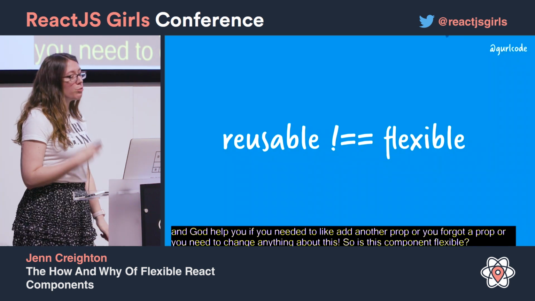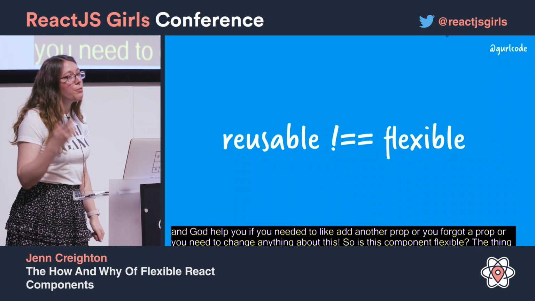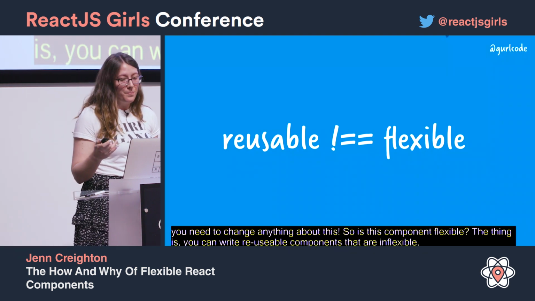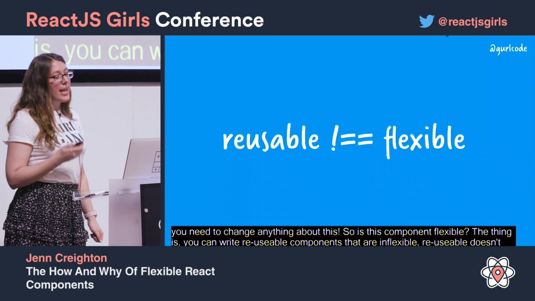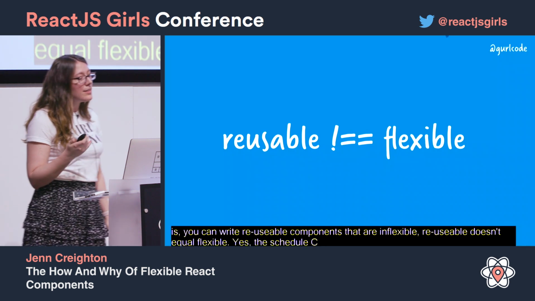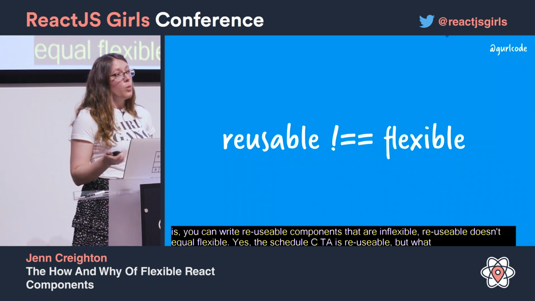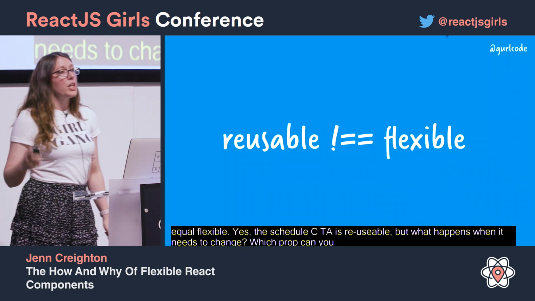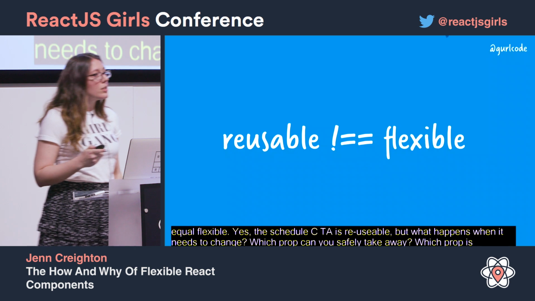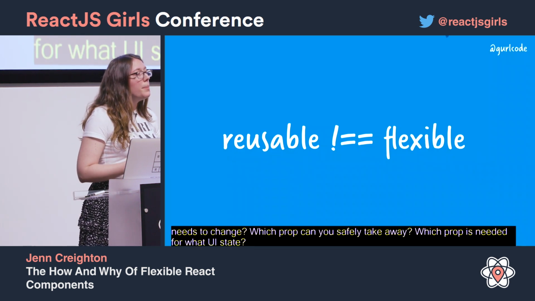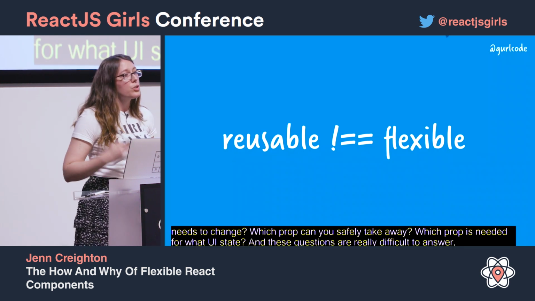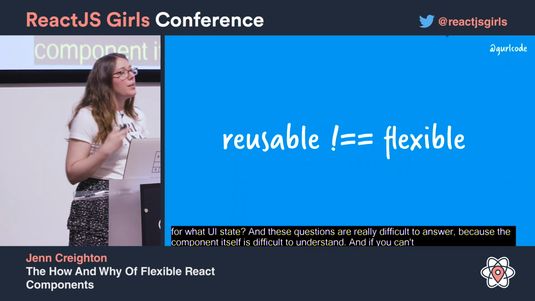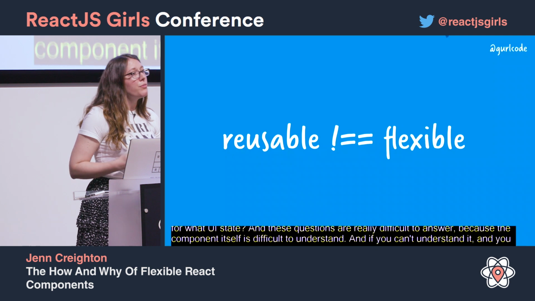The thing is, you can write reusable components that are inflexible. Reusable doesn't equal flexible. Yes, the schedule CTA is reusable, but what happens when it needs to change? Which prop can you safely take away? Which prop is needed for what UI state? And these questions are really difficult to answer because the component itself is difficult to understand. And if you can't understand it and you can't safely modify it, is it flexible?